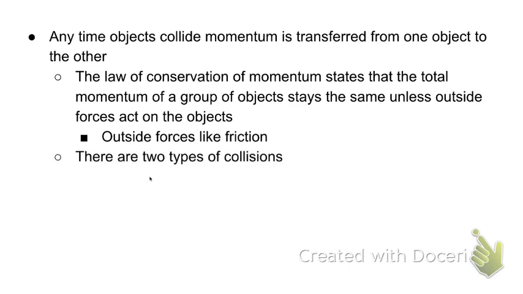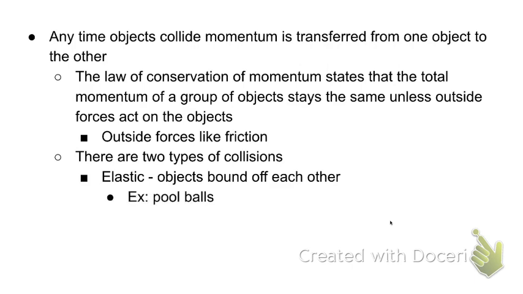There are two types of collisions that objects might experience. The first is elastic, which means the objects bounce off of each other. Example, the pool balls that I just talked about. You hit the cue ball into another billiard ball, that ball's going to move, but the cue ball's also going to move backwards a little bit. They hit each other and then they move away from each other.